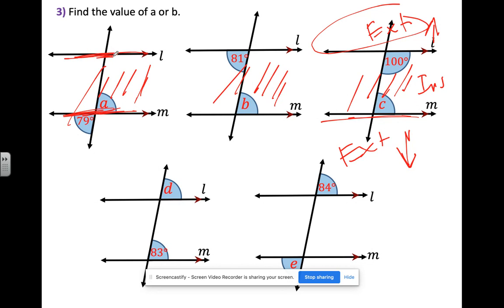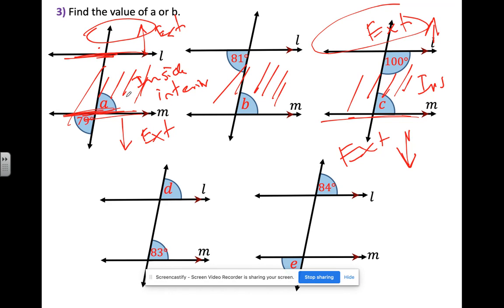So let's go back to this one. This is my two lines. Inside, or interior. And here, from this line on the top, exterior. Here, exterior. Exterior, exterior. All right, so that's the idea.